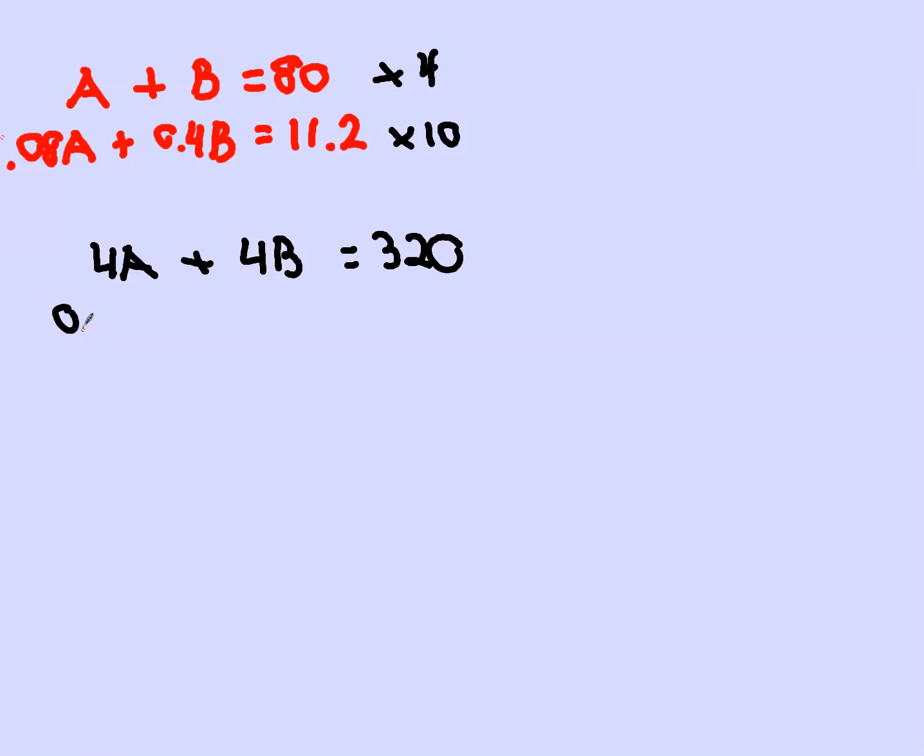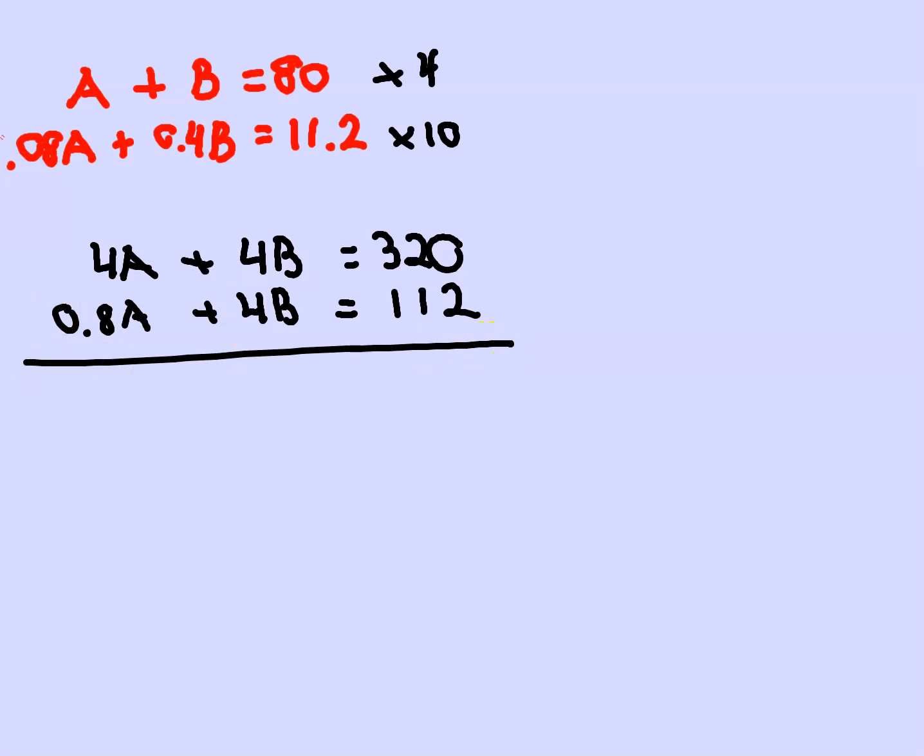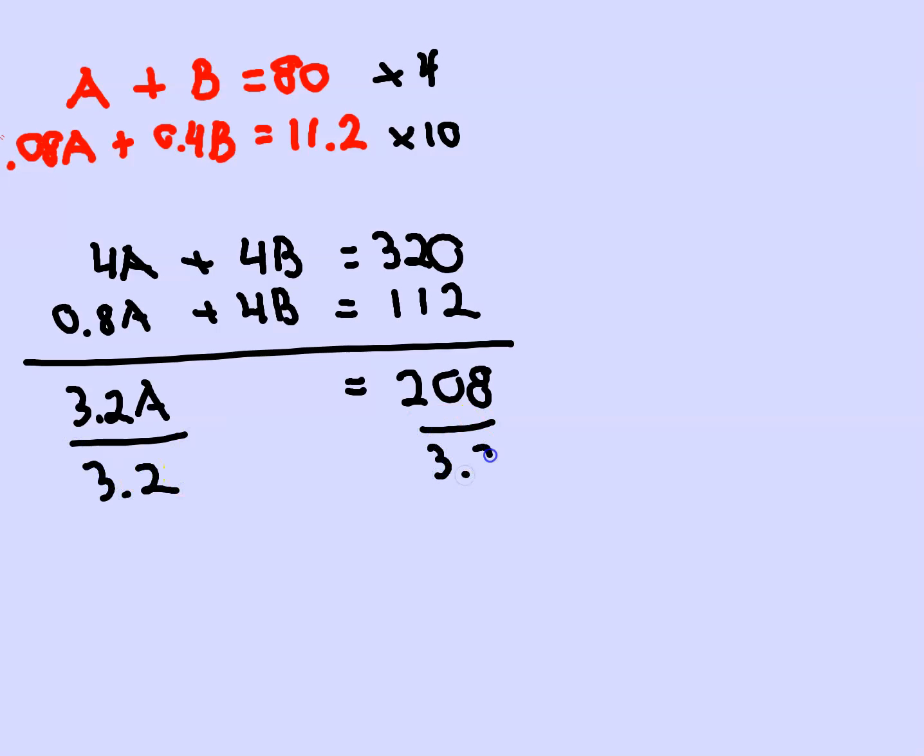So 0.8A plus 4B equals 112. I got 0.8 because when I multiply 0.08 by 10, it becomes 0.8. So now we can subtract, and you'll notice what happens to the Bs here. They cancel off, and I end up with 4 minus 0.8 is 3.2A. And over here, 320 minus 112 is 208. When I divide by 3.2, let's see what we get.